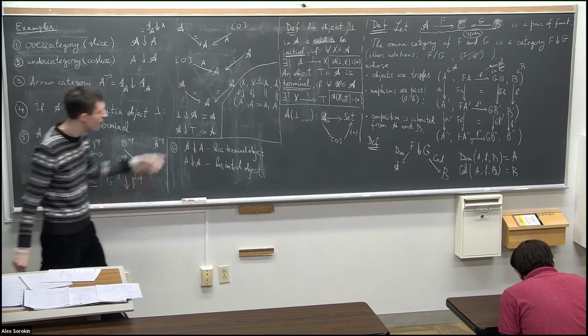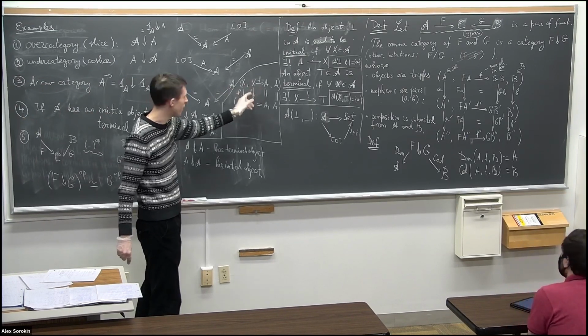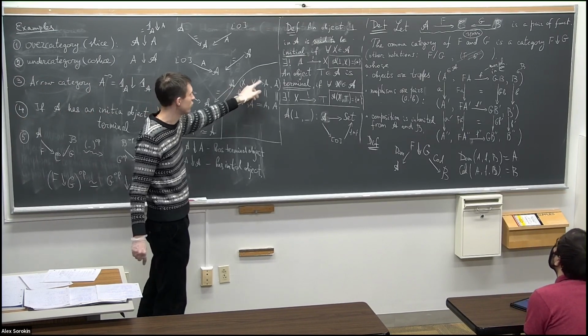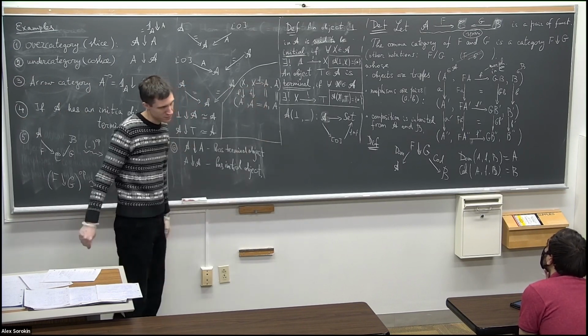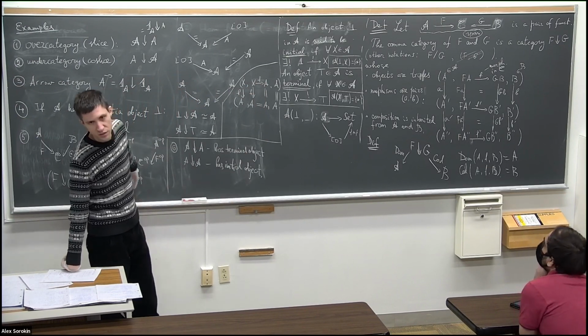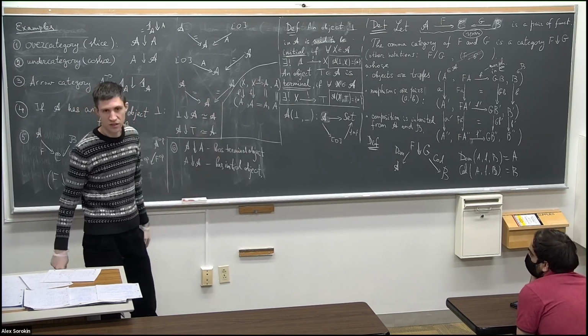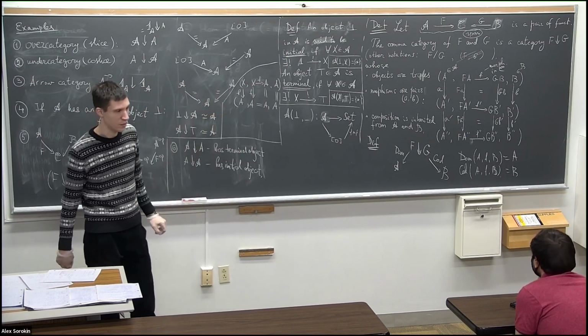Because every arrow from x to a can be factored as arrow from x to a, then from a to a, again a, but the identity arrow. So the law of identities in the definition of category is reflected. So this thing gives you an impact.